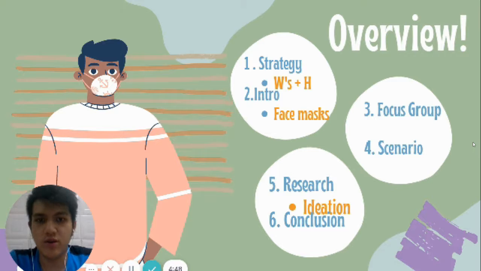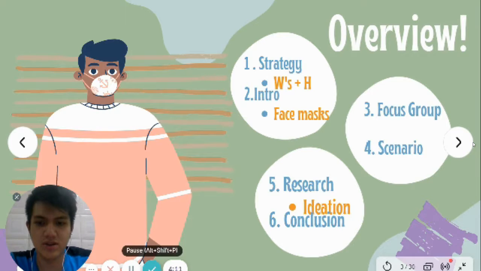First, strategy. We use the WH technique, or we sort and provide information about the stuff. Second is introduction, which we tackle about face masks, their use, relevance, and importance in today's time, and the problem that they cause to the environment today. Third is the focus group, wherein it is stated who should use this face mask. Fourth is the scenario, wherein we will tackle the problems of society that it has today. Fifth is research, or the ideation and possible solutions that can be given to lessen the problem. And lastly, conclusion, wherein we will conclude everything about the research.